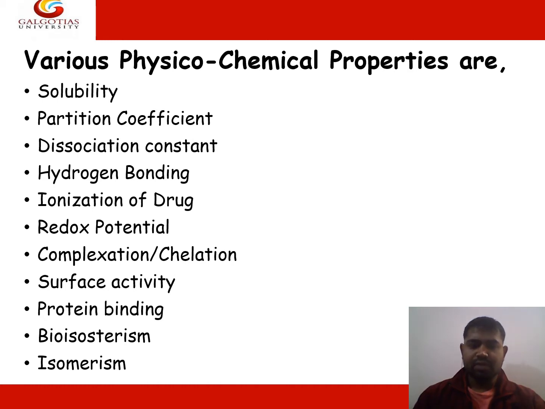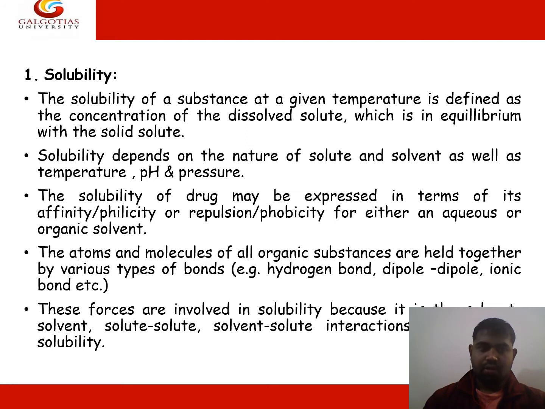So these are various parameters that have impact: solubility, partition coefficient, dissociation constant, hydrogen bonding, ionization of drugs, redox potential, complexation, surface activity, protein binding, bioisosterism, and isosterism. So these are various parameters we are going to learn, each one. Basically, they have a high impact on biological activity or the development of any compound, and their modifications. So now let's start with the first parameter, that is solubility.